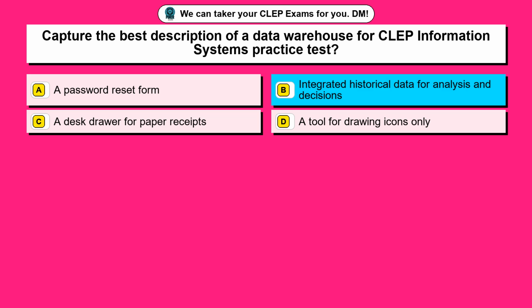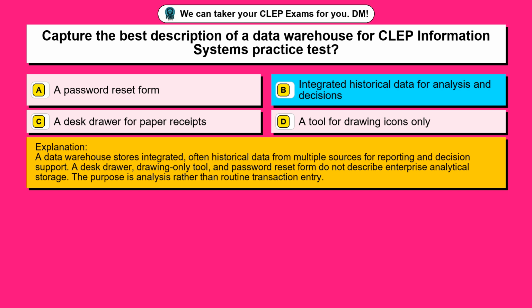Integrated historical data for analysis and decisions. A data warehouse stores integrated, often historical data from multiple sources for reporting and decision support. A desk drawer, drawing-only tool, and password reset form do not describe enterprise analytical storage. The purpose is analysis rather than routine transaction entry.